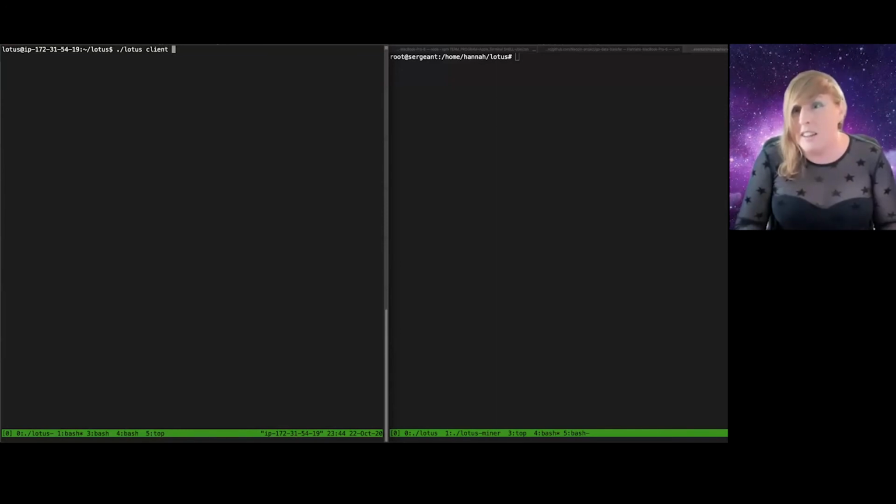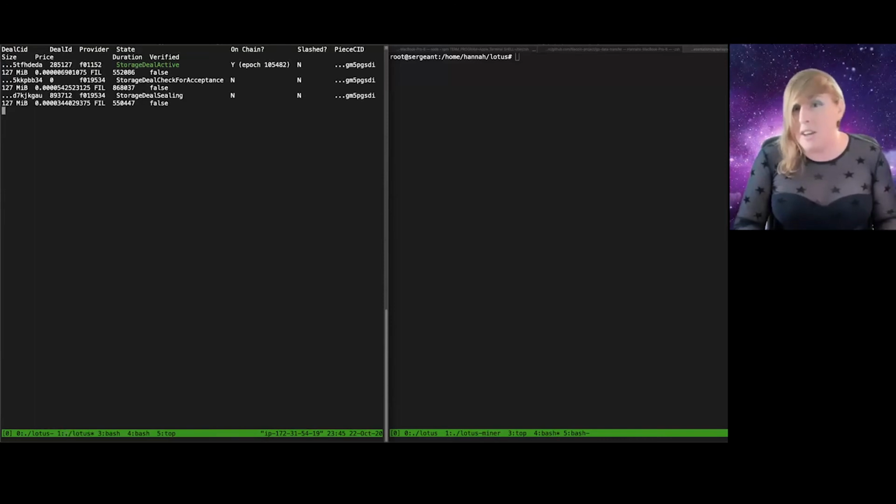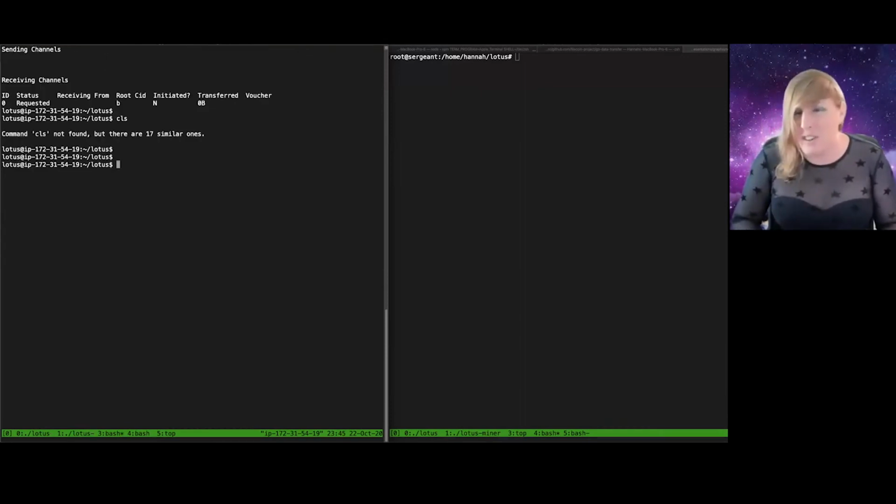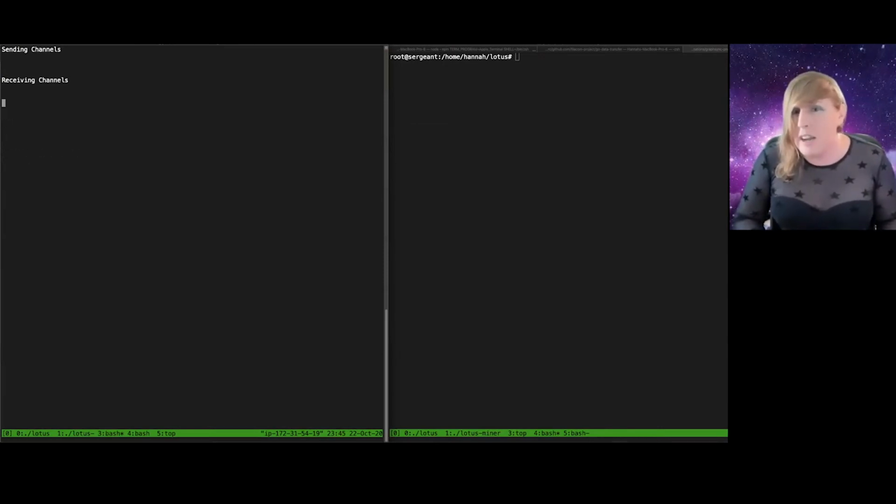Lotus client list deals. I am also going to run it with an option called watch, which people may not know about, and that will give me an ongoing output of my deals. Hopefully that will work. Now we're going to go over to another window, and I also am curious about what's going on with my transfers. So I'm going to run this other command called Lotus client list transfers dash watch. Okay, and that's going to give me my ongoing transfers.